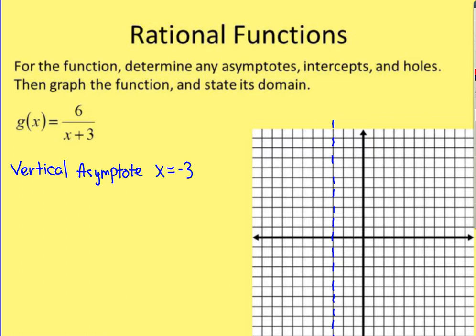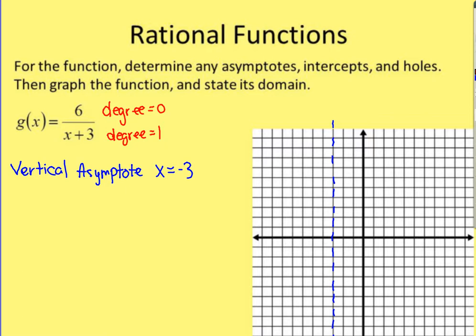going to touch. Next, we're going to look for horizontal or oblique asymptotes. So we need to look at the degree of our numerator, the degree of our denominator first. Because our numerator doesn't have any variables, we have a degree of 0 because there is no variable. Our denominator has x to the first, so this has a degree of 1.